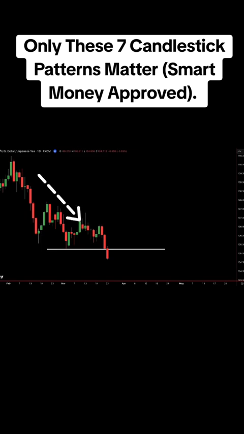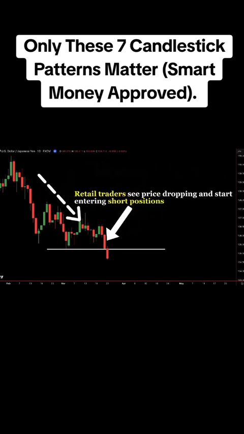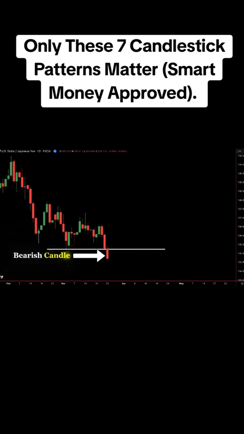The market is in a downtrend. Sellers are in control. Retail traders see price dropping and start entering short positions. Then comes a small bearish candle. It forms right after the move down. It looks normal. It gives the illusion that the trend is still healthy, that there's more room to fall.